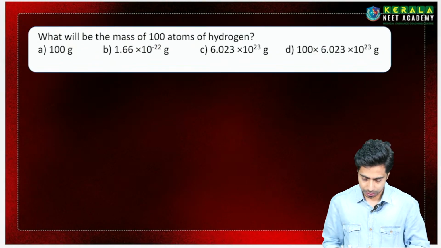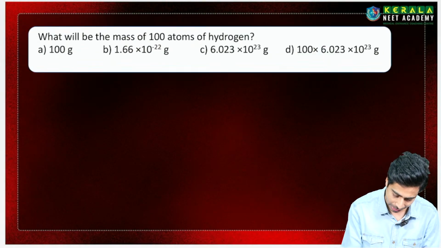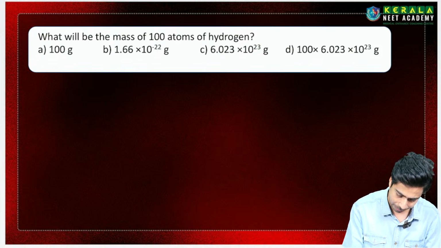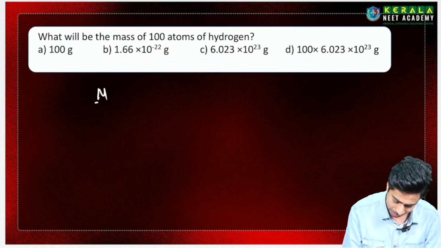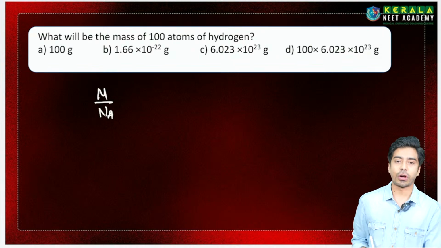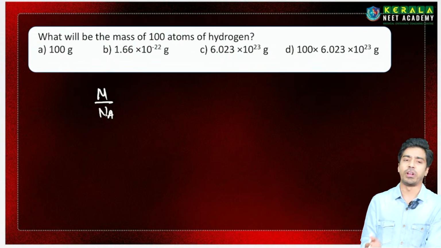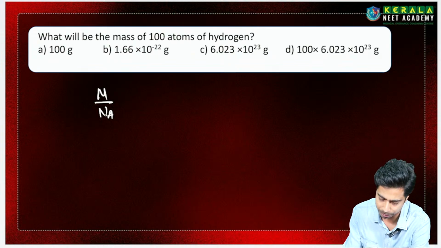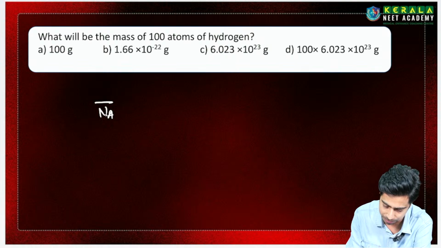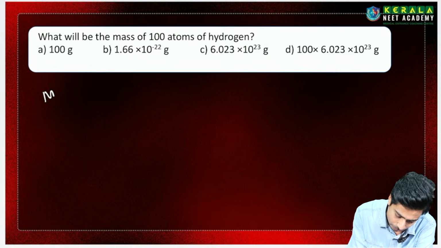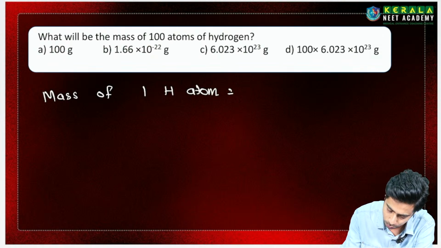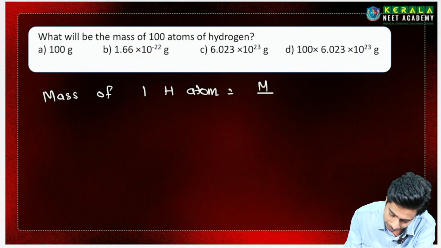Okay, so mass of one atom will be equal to capital M divided by Avogadro number. Mass of one molecule is also capital M divided by Avogadro number, where M is the molar mass. So they are asking what will be the mass of 100 oxygen atoms or 100 hydrogen atoms. So what will be the mass of one hydrogen atom? That will be equal to capital M divided by Na.